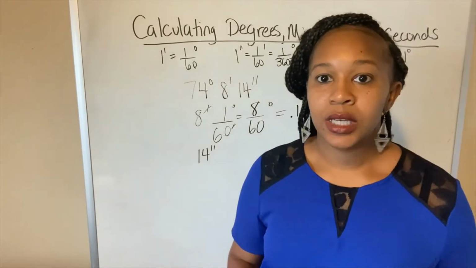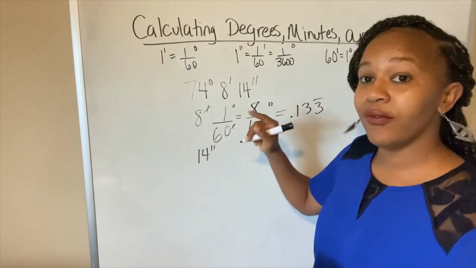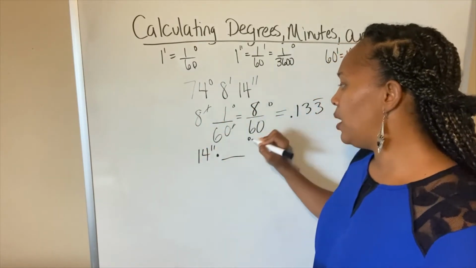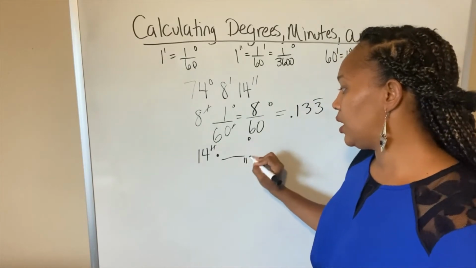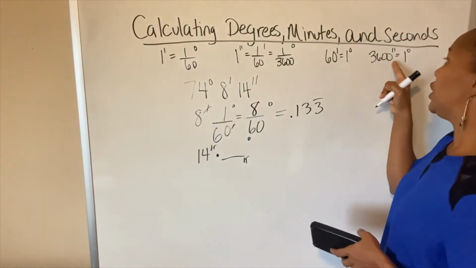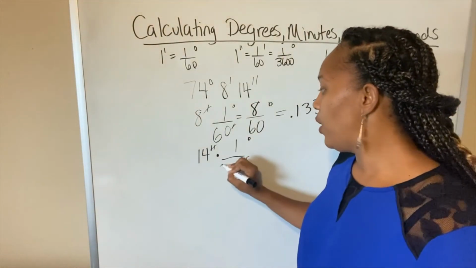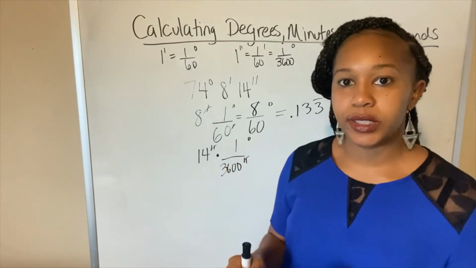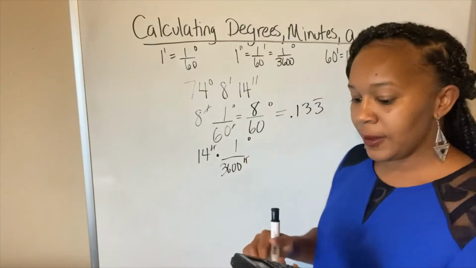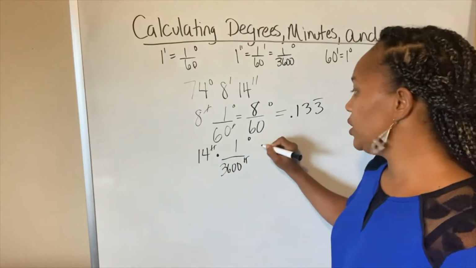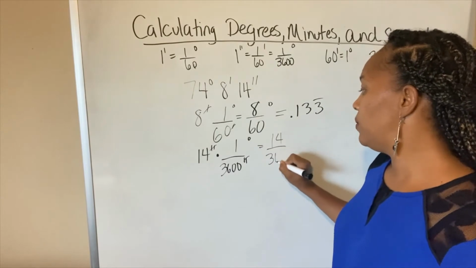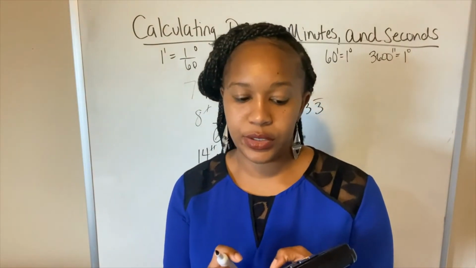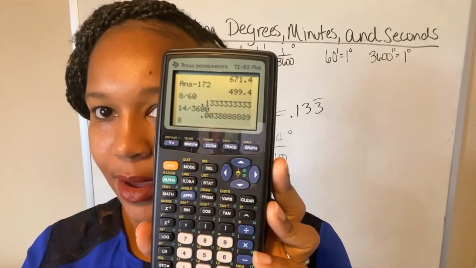So 14 seconds. Remember, I want to do the same thing. I'm trying to convert it to degrees. So I want to multiply by a fraction where the top is in degrees and the bottom is in seconds so that those seconds will cancel. Well, remember, 3,600 seconds is equal to 1 degree. So 1 would go here and 3,600 would go here. And that's because the conversion is 1 degree is 3,600 seconds. So to figure out what this is, you're going to do 14 over 3,600, and that would be degrees. So you're going to do 14 divided by 3,600. Put that in the calculator and bam, you get that number right there.